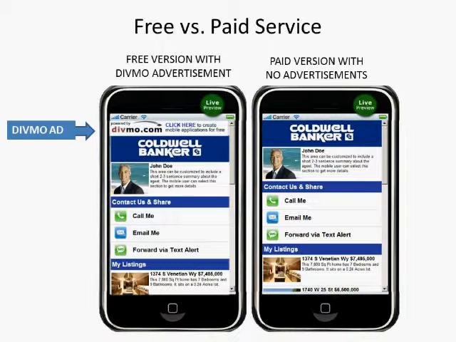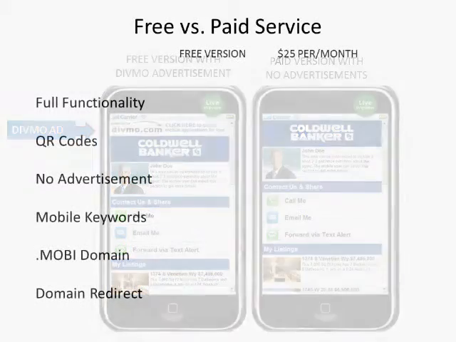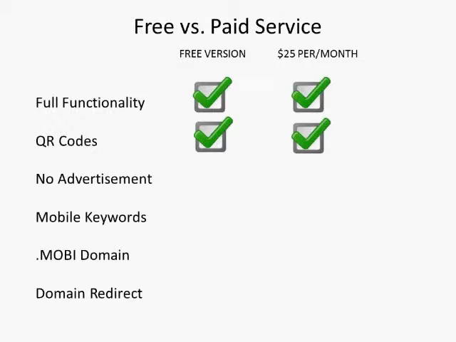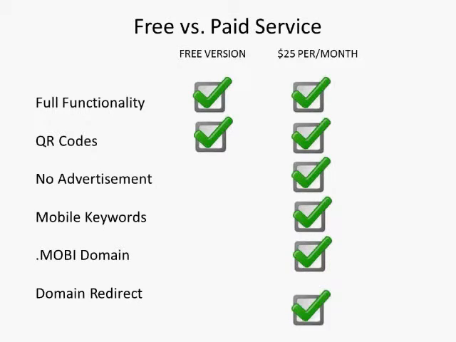Let's now compare the two services side by side. As we mentioned before, both services are fully functional and they both include QR codes. There are a few features that are included in the price of the paid service. For example, with the paid service, the advertisement is removed, you get one mobile keyword, you get a .mobi of your choosing, and we also provide assistance in setting up the redirect scripts. The cost of the service is $25 per month if it's prepaid for the entire year in advance.